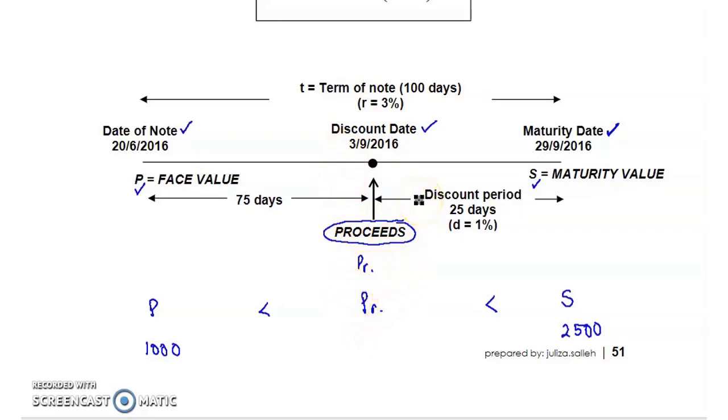For example, let's say the amount that you receive after you sell the note is 1,800. So for the topic discounting promissory note, every time you calculate face value, proceeds, and maturity value, the value P must be less than proceeds, and proceeds must be less than S.